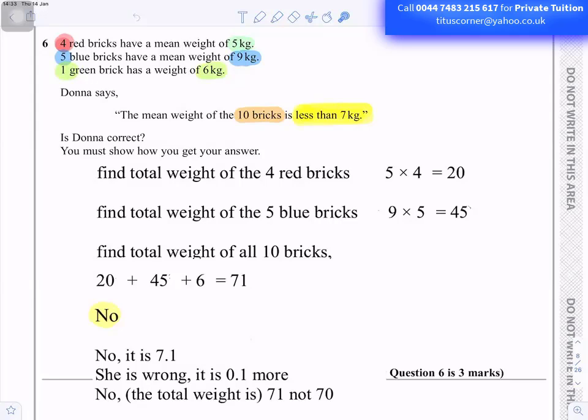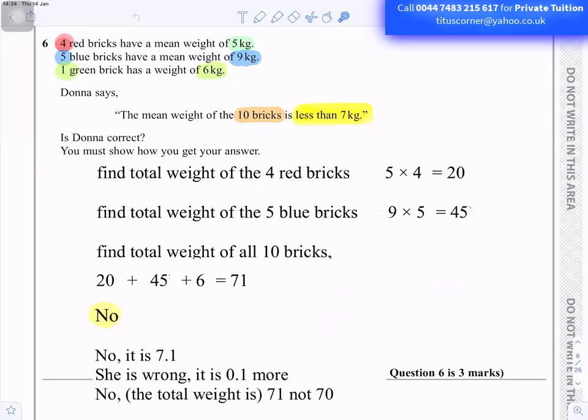Now, we want the total weight of all the bricks. So we want to add the red plus the blue plus the green. The red is 20, the blue is 45, and the green is 6. So 20 plus 45 plus 6 gives the total weight of all 10 bricks as 71. And if you find the mean, 71 divided by 10 is 7.1. So the mean would be 7.1.